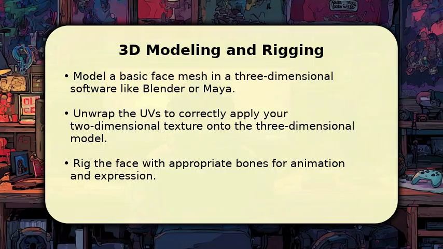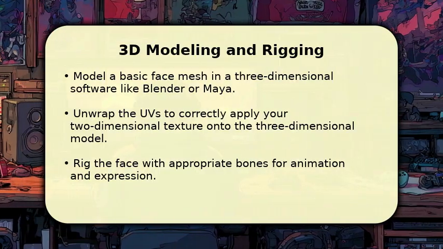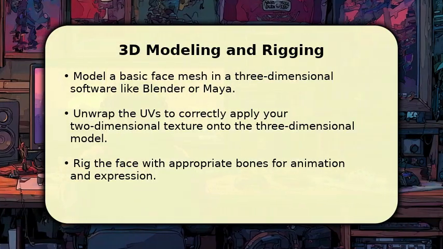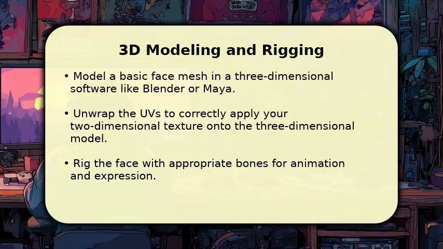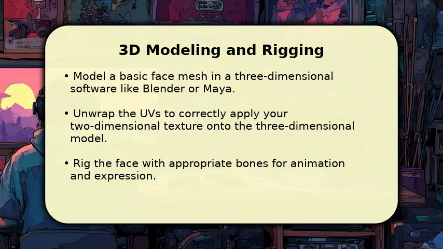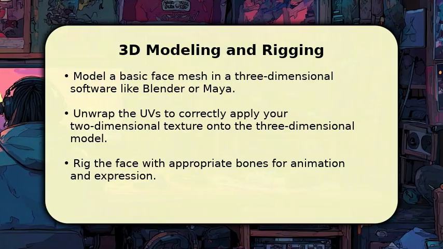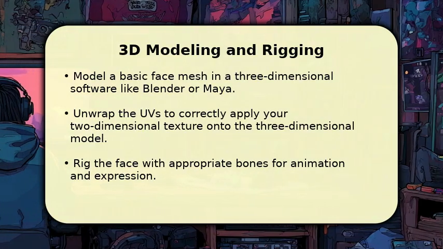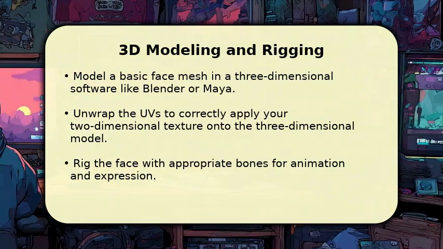Rigging involves adding bones to allow for dynamic animations and expressions. Finally, export your completed model as an FBX file, paying close attention to scaling. Typically, one stud in Roblox equals 1 meter.